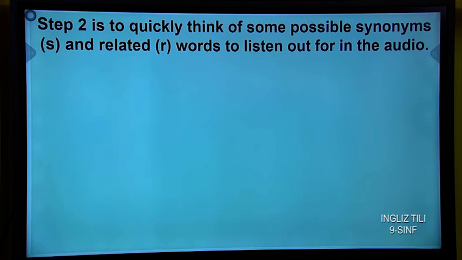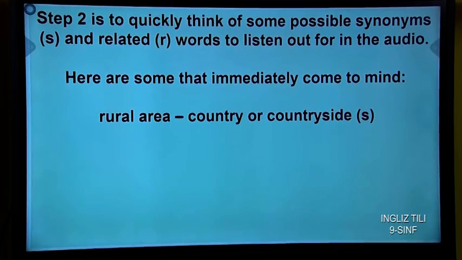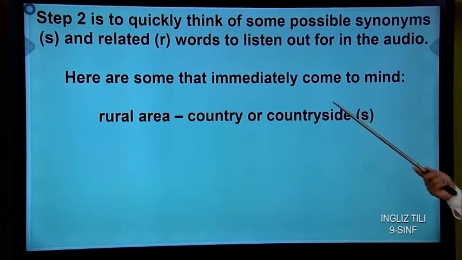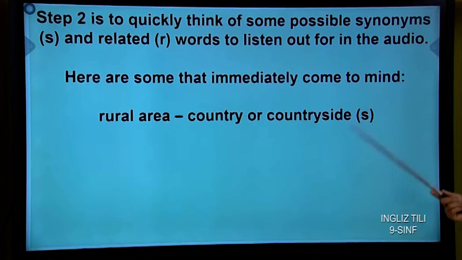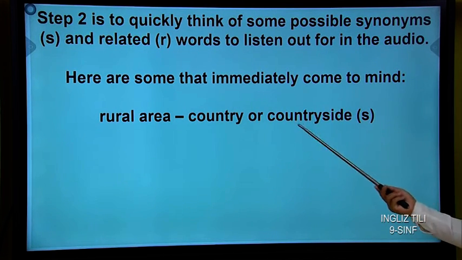Step 2 is to quickly think of some possible synonyms and related words to listen out for in the audio. Here are some that immediately come to mind. For example, rural area, country or countryside.